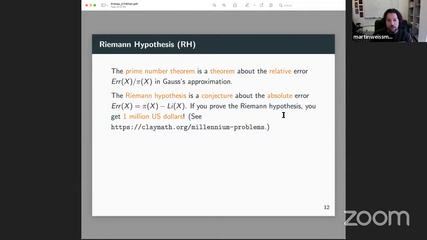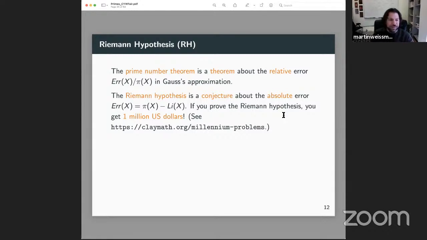It's brought up a lot because it's a very famous problem in number theory. It's been around for over 100 years. And for the last 20 years or so, there's been a prize associated to it. So if you prove the Riemann hypothesis, if you can really get at the absolute error in Gauss's approximation, then you get $1 million. Not that I suggest everybody go and work on this right now, but if you're motivated by wealth or something, then you can always try to work on a $1 million problem.